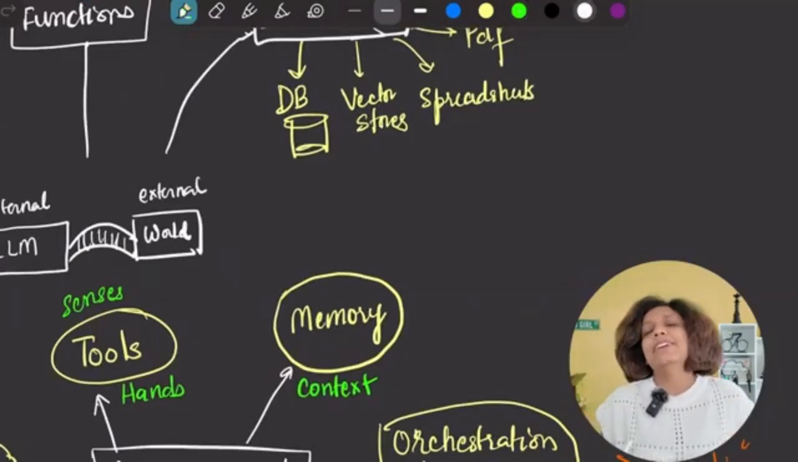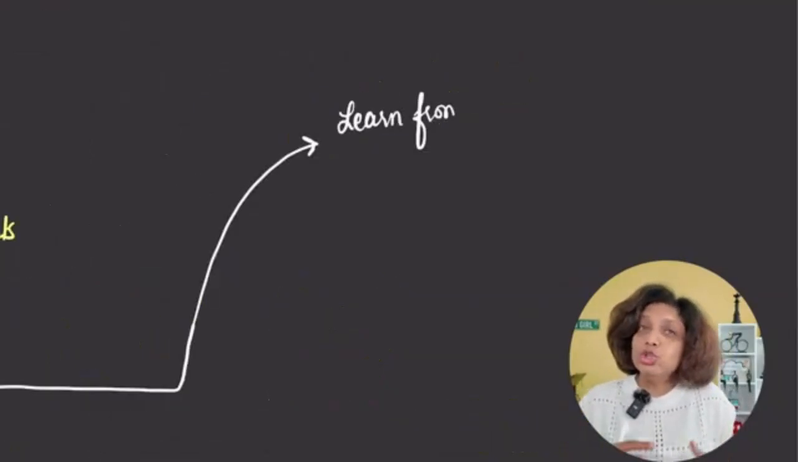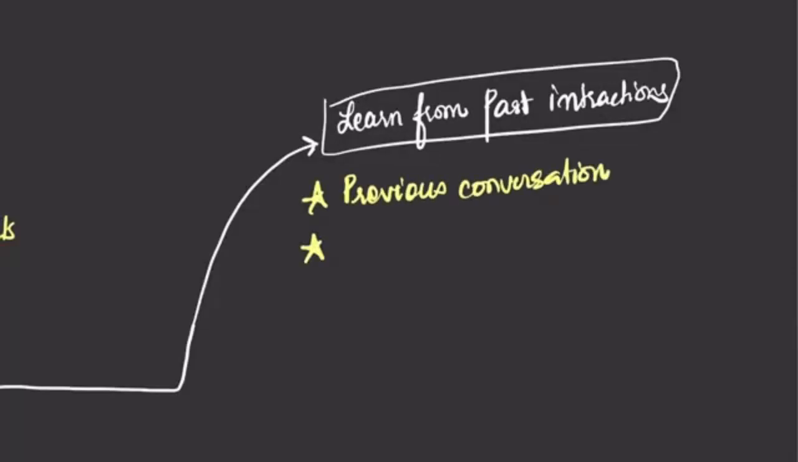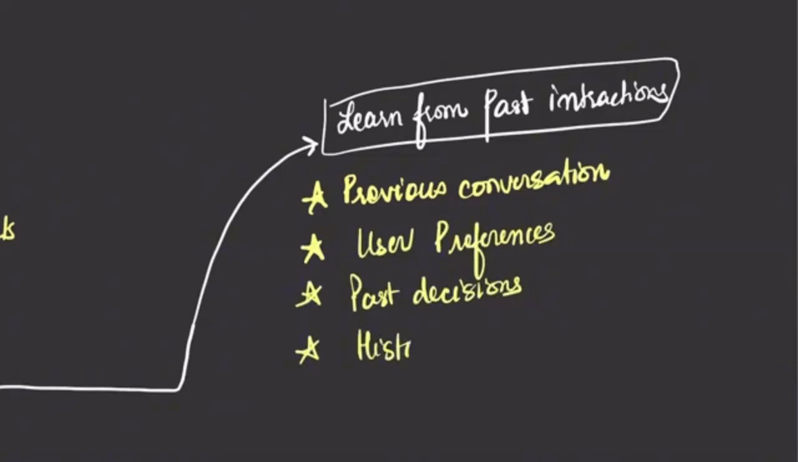Now, here's what separates good AI agents from great ones. Memory. Memory is what allows an AI agent to learn from past interactions, maintain context across conversations, and get smarter over time. Now think about it. Without memory, every conversation with your agent starts from zero. It's like talking to someone with amnesia, right? You have to re-explain everything every single time. But with memory, your agent remembers previous conversations, user preferences, past decisions, and historical context.